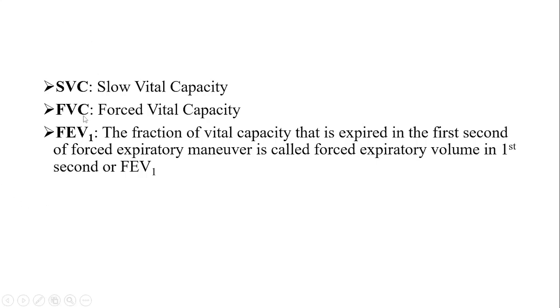Clinically, forced vital capacity plays a more important role rather than the slow vital capacity, and the fraction of vital capacity or the fraction of the air that will be expired during the first second of forced expiratory maneuver is called the forced expiratory volume in first second. That should be more than 80% of total forced vital capacity.